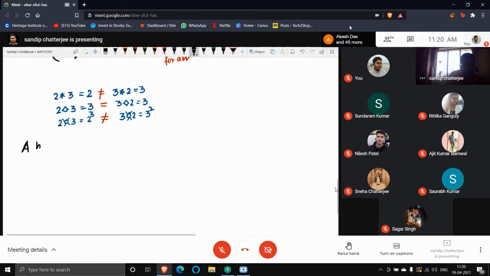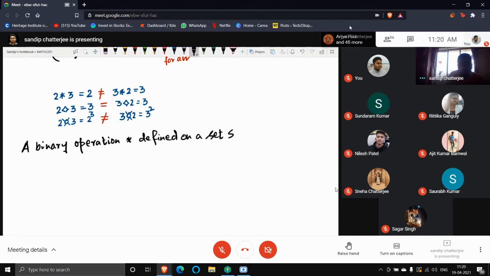So a binary operation star defined on a set S is said to be commutative if A star B is equal to B star A.